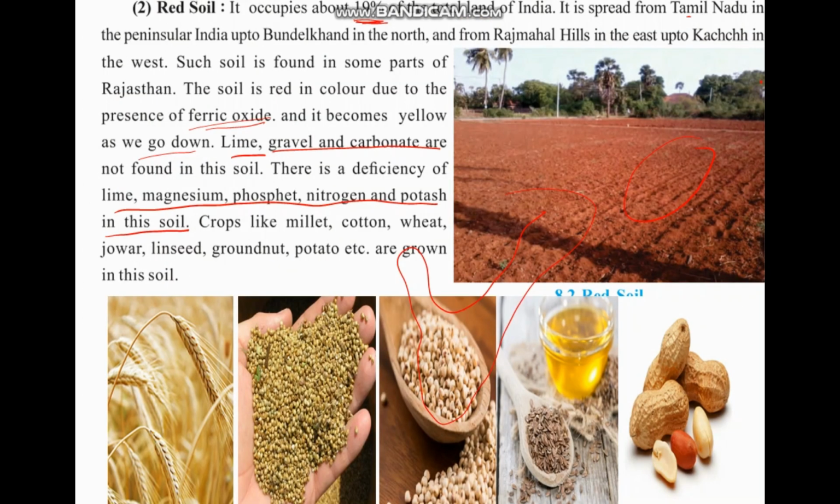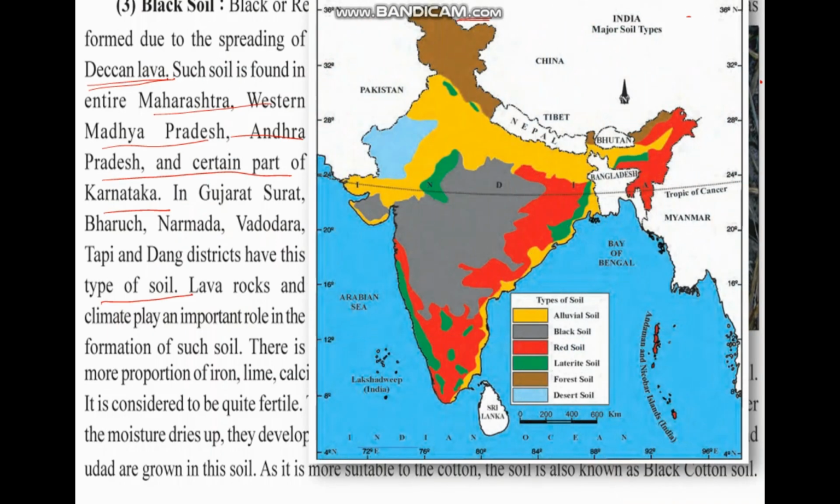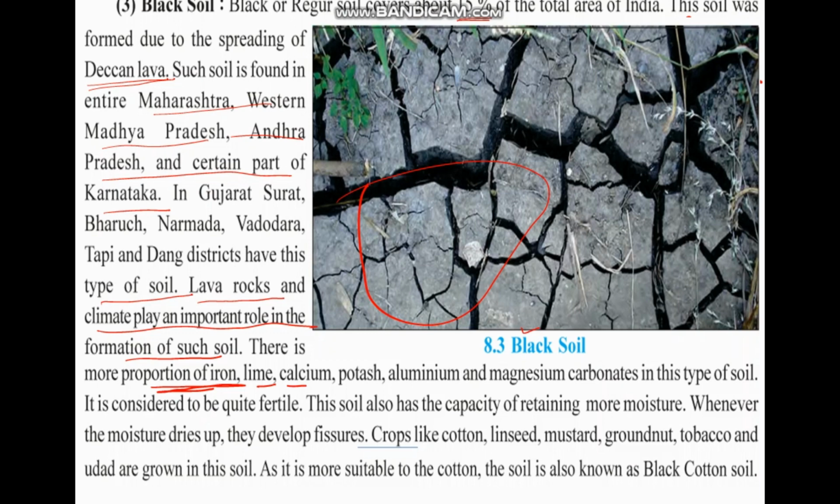Let us see where this soil is available. Here you can see the black soil. It is found mostly in the Deccan area, the central area of India. Lava rocks, the igneous rocks, and climate play a very important role in the formation of this kind of soil. There is a greater proportion of iron, lime, and calcium in it. This type of soil is considered very fertile.